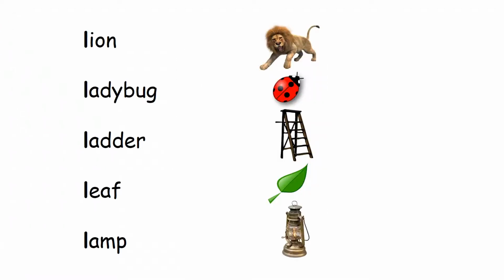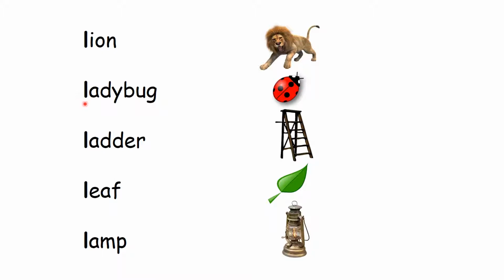Okay, now let's read these words with pictures. Sound it first. L, lion. L, ladybug. L, ladder. L, leaf. L, lamp. Okay, now it's your turn. Sound it first. Begin.